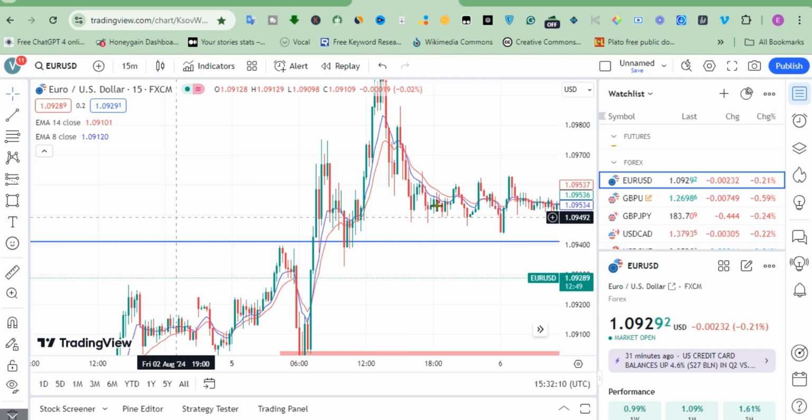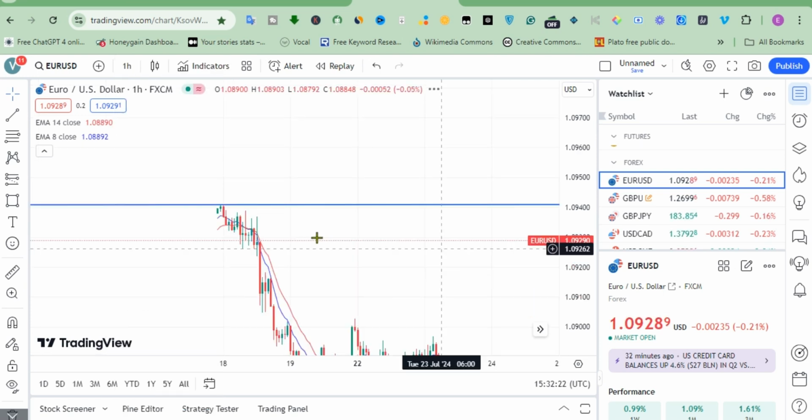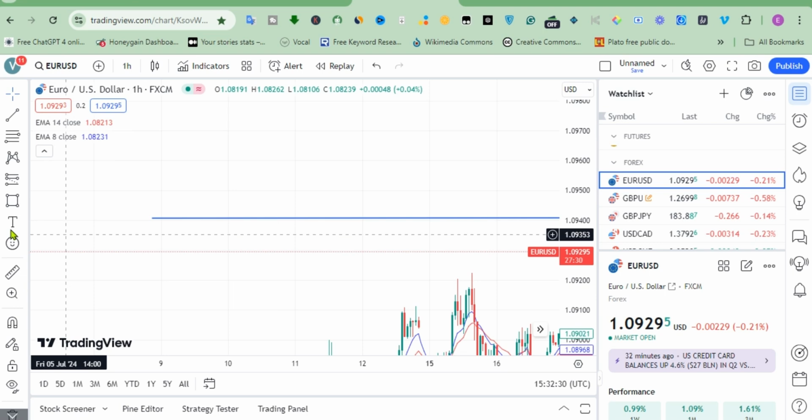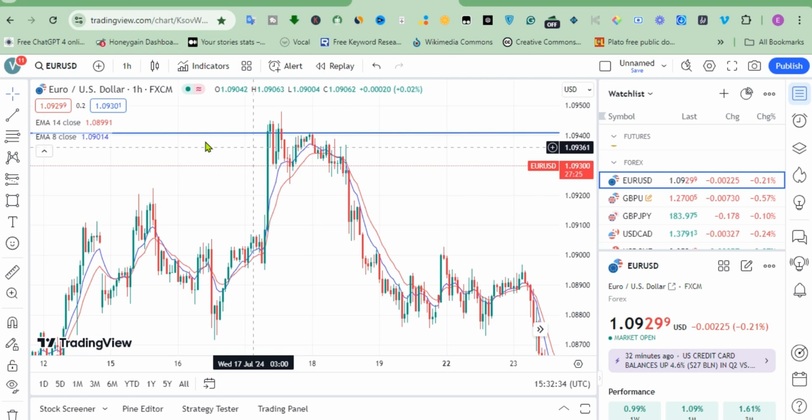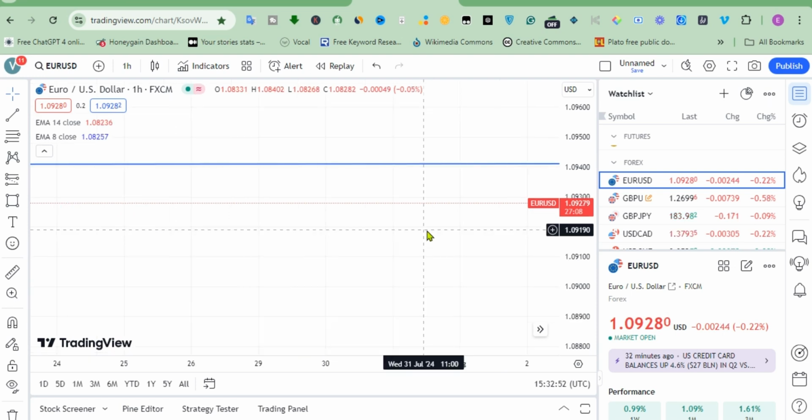Okay, let me go to 1 hour time frame to see if I can get the picture clearly. This 1 hour time frame. This is where the line started. The line started from, goes up, came down. Came down, and what happened? This is where we are now. Okay, I think I've seen why I drew that line.